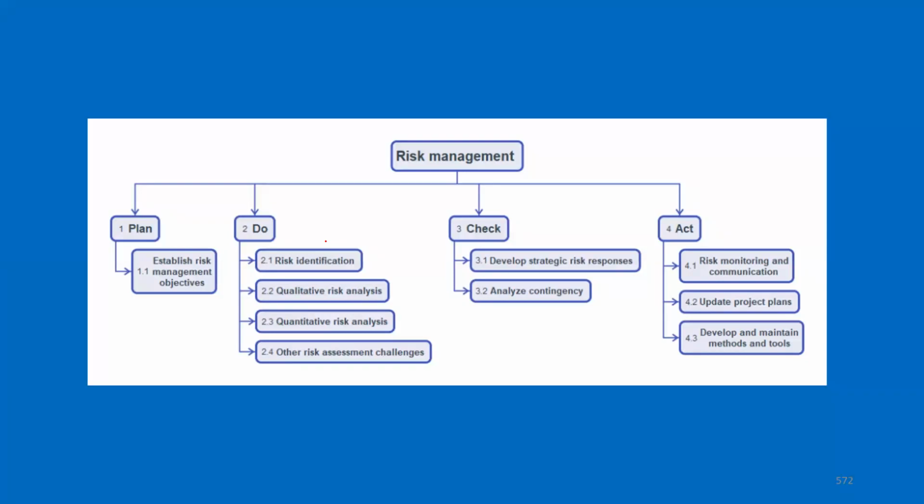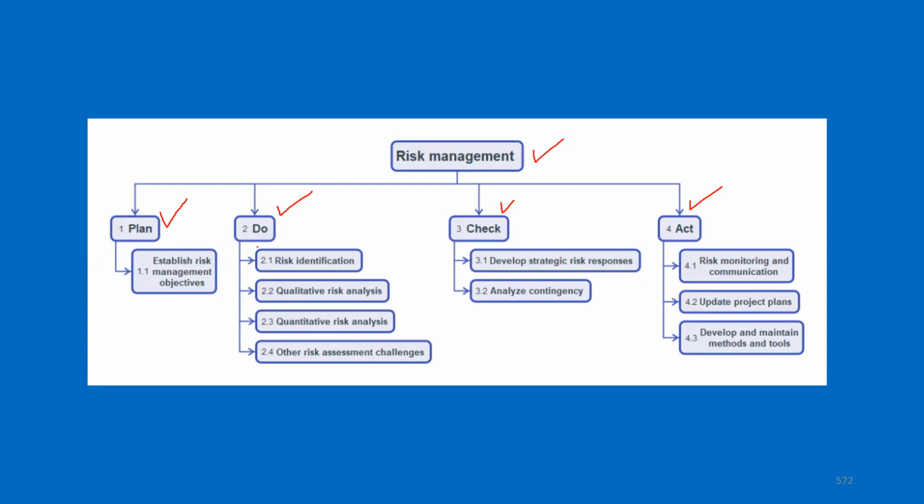As we discussed earlier, the essence of all management is plan, do, check, and act. So whatever we want to do, we plan first, then we implement the plan, and once in a while we check to see whether things are happening as per the plan, and if there is a variance, we take action. Risk management is no exception to this PDCA cycle.